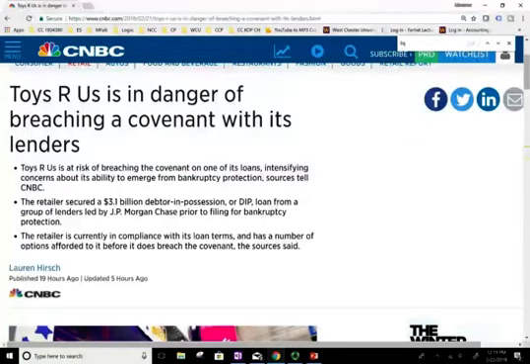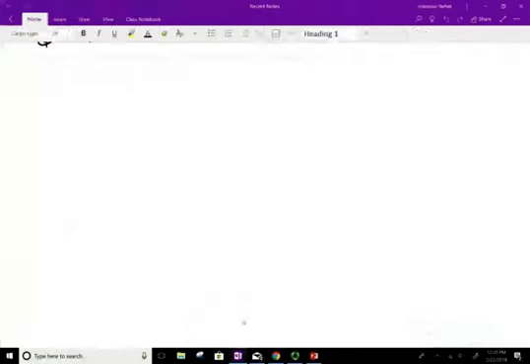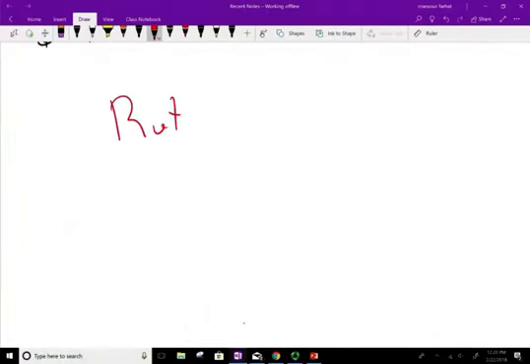This is Professor Farhat. In this session, I'm going to show you how ratios that we learn in financial accounting are used in the real world. So what is a ratio? A ratio is X over Y.